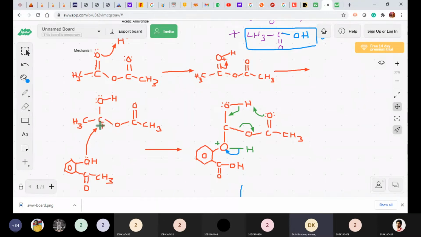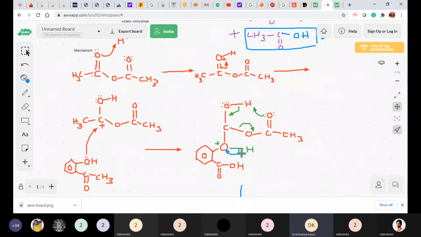Now, because the carbon has become the positive center, now comes our salicylic acid. In the salicylic acid, the OH group, the oxygen bearing these lone pairs, will attack this positive center, the carbon, and form a bond. We can see here in the next step, this is our oxygen. It has donated its lone pair, and it has bonded to this carbon. Can you see this carbon? It has bonded to this carbon. Can you see? This is oxygen.